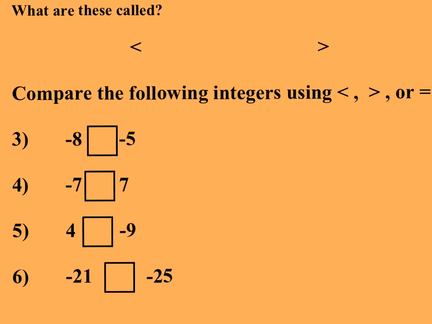Okay, now let's go ahead and talk about inequalities. These symbols right here are called inequalities because they're not equal. This first symbol means less than. One way that you can remember that it means less than is it kind of looks like an L tilted on its side just a little bit. And this symbol over here, this is the greater than.